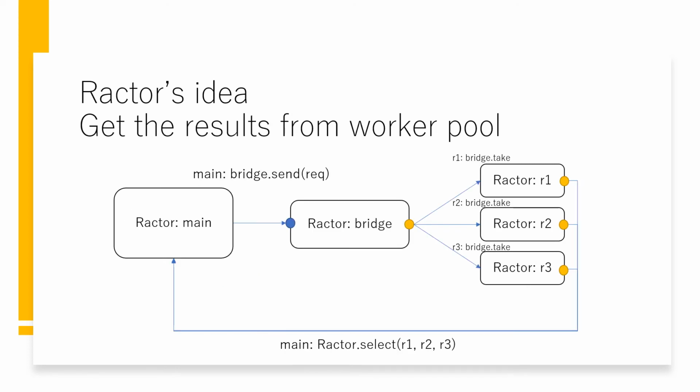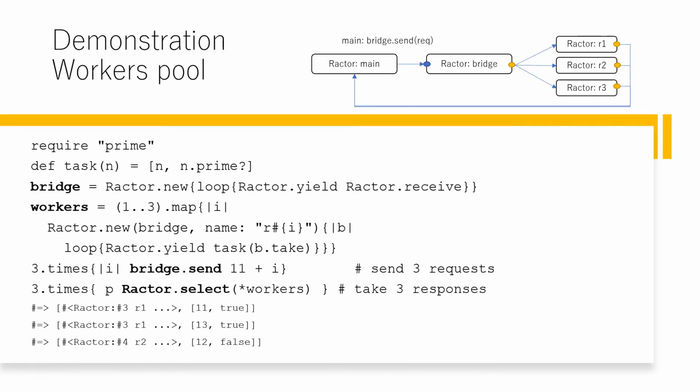Using the bridge and select method, we can build such a worker pool. We can send a request message to the bridge Ractor, a worker takes a message and runs some task, and the results of the task can be taken by the main Ractor with the Ractor.select method. This program makes a bridge Ractor and three worker Ractors. It demonstrates sending three requests and getting three answers from worker Ractors.